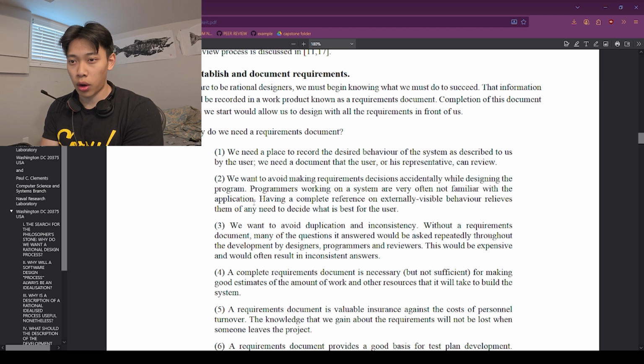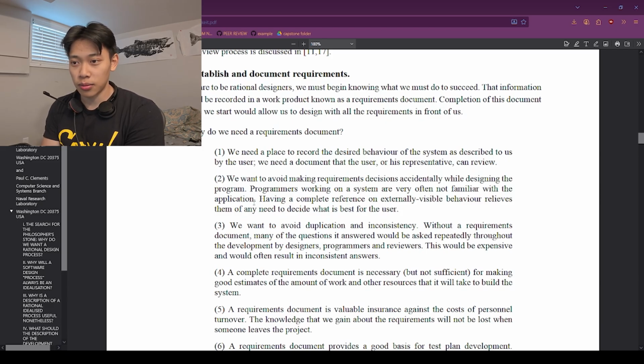Why would we need a requirements document? 1. We need a place to record the desired behavior of the system as described to us by the user. We need a document that the user or his representative can view. 2. We want to avoid making requirement decisions accidentally while designing the program.